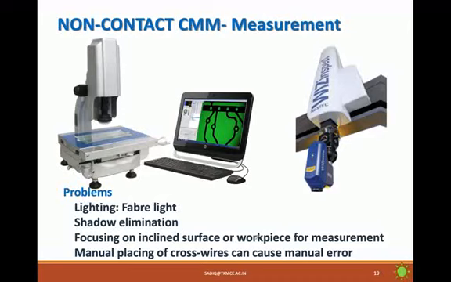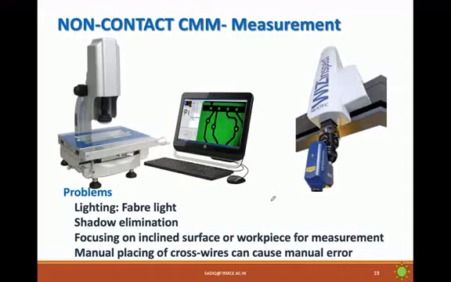Focusing on inclined surface or workpiece for the measurement is also a problem. We know that if surface is inclined, focusing can be different on different surfaces, on different heights, depending on the distance between the lens and the surface. So in such cases, the measurement with non-contact CMM is difficult, rather, there can be error in the measurement. And most of the time this measurement will be done manually by seeing the image on this, so that can lead to manual error also.